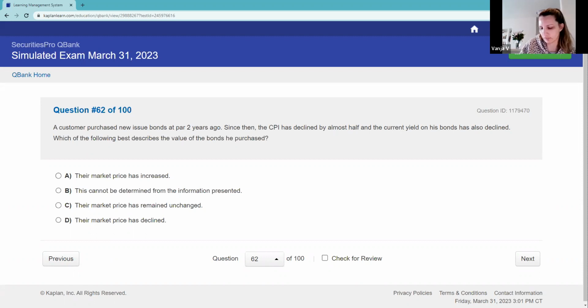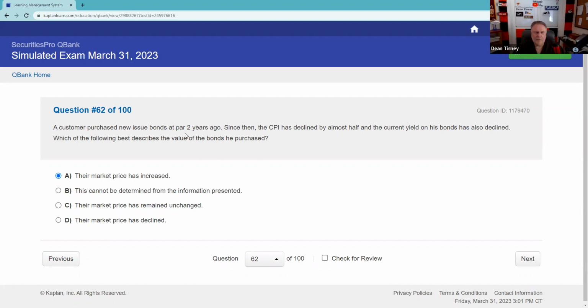So on the C, so I'm like, the CPI declined by almost half, and the current yield went down. Market price has to go up. Are they really trying to make this more complicated than just the inverse relationship? You just answered it. If the current yield went down, that means the price must have gone up. You got it. They just made it sound like more, but it had nothing to do with 2 years ago at par. The CPI is kind of a hint, but it's really just that current yield that's meaningful.